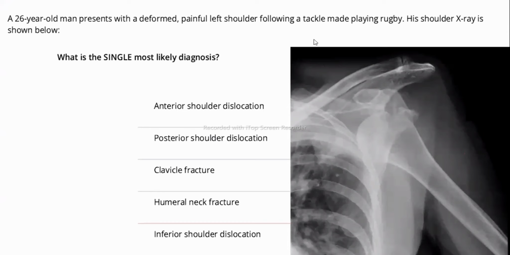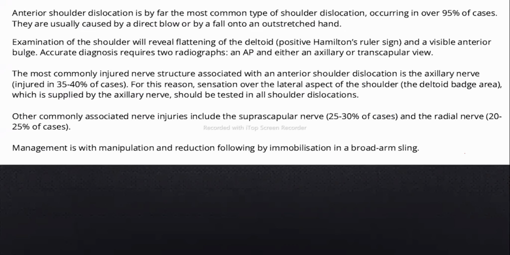Okay, so here, what is the single most likely diagnosis? Anterior. This is anterior shoulder dislocation. Yes. So here regarding the complications, regarding the bones, they can ask you about the bones also. Okay.